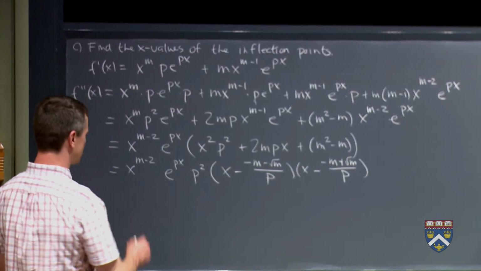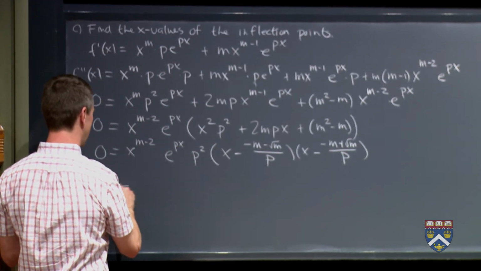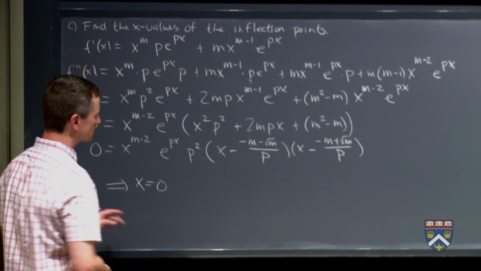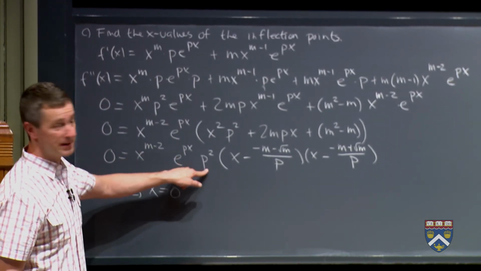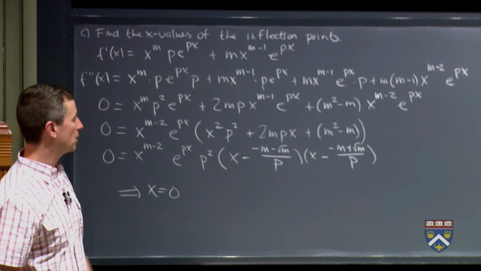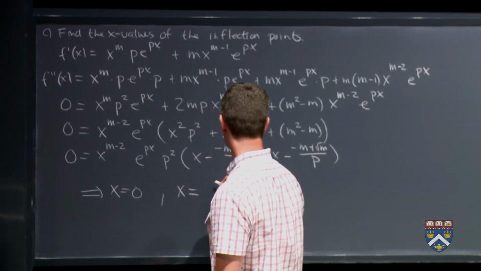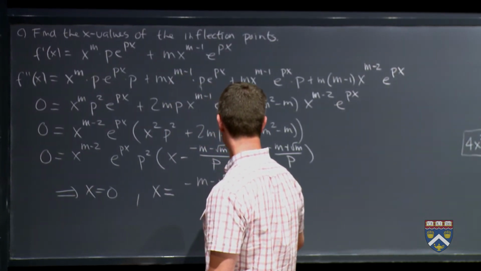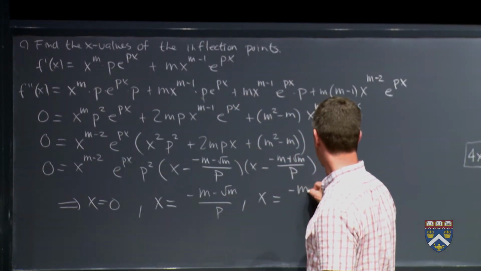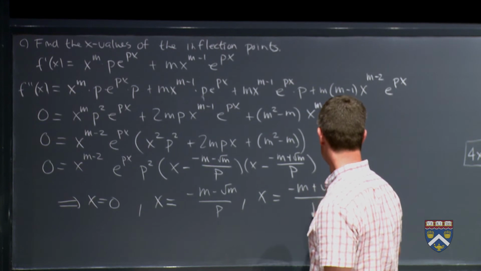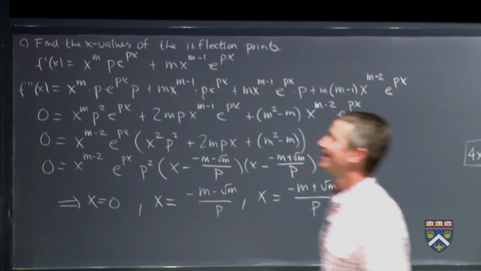All right. So what does this mean? If x to the m minus 2 is 0, so that's what we're trying to do here, right? We're trying to set this equal to 0. If x to the m minus 2 is 0, x is 0. Can e to the px be 0? No. E to the px is always positive. Can p squared be 0? No. P squared is always positive. And then these give me the two different roots. So x is 0, x is negative m minus root m over p, and x is negative m plus root m over p. So those are the three numbers we're going to have to put on our number line.